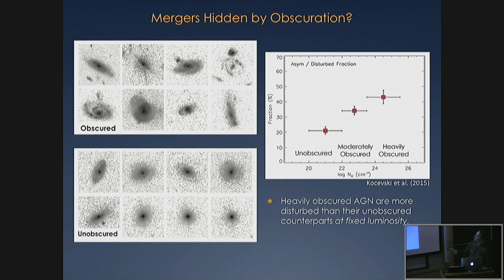The panel here shows the fraction of these galaxies with a disturbed or asymmetric morphology as a function of nuclear obscuration. And here, we do now see a statistically significant excess of disturbed morphologies for our most heavily obscured sources, in this case in the three CANDELS fields that we considered. And again, this is not a luminosity effect. These are at fixed X-ray luminosity. So essentially, the only real difference between these sources is their nuclear obscuration.